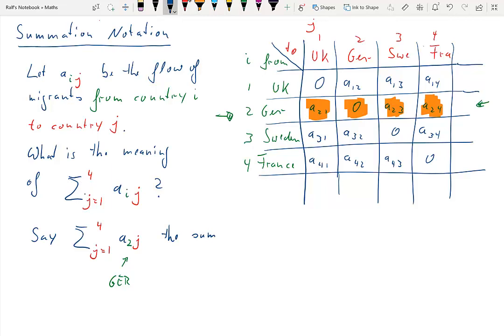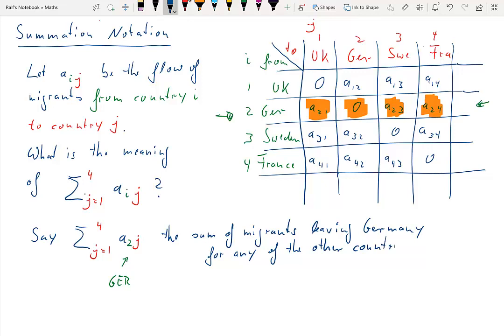And therefore the meaning is fairly obvious, that we've fixed i equals 2. That means only immigration from Germany. So we're looking at the sum of immigrants, or the sum of migrants, leaving Germany to any other country in our list. Okay, so the migrants leaving from Germany to UK, from Germany to Sweden, and from Germany to France. And the sum of those is represented by this sum we have here.